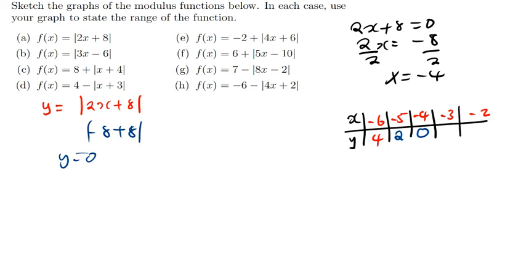Then we put negative 3. Negative 3 times 2 becomes negative 6 plus 8, that becomes positive 2. So it's just 2. If we put negative 2, negative 2 times 2 is negative 4 plus 8, that gives me 4. So the modulus of 4 is 4. When you do that, come up with the graph.